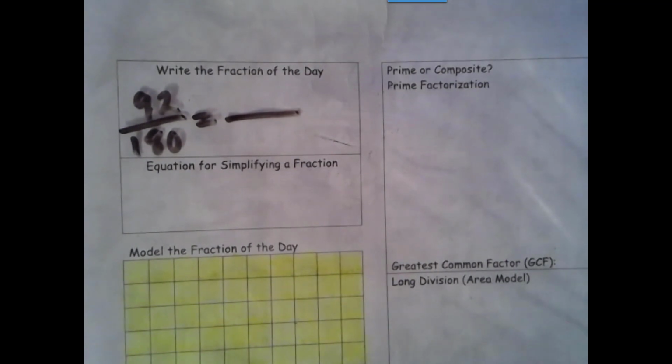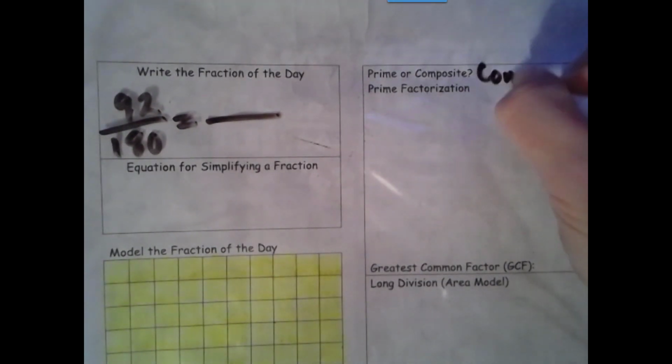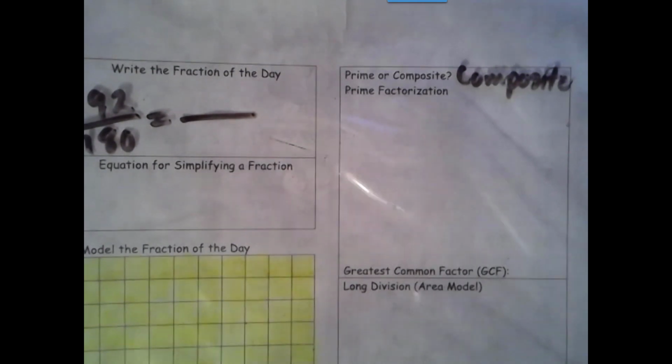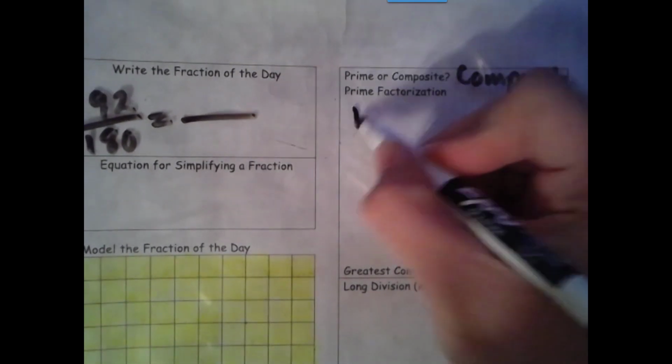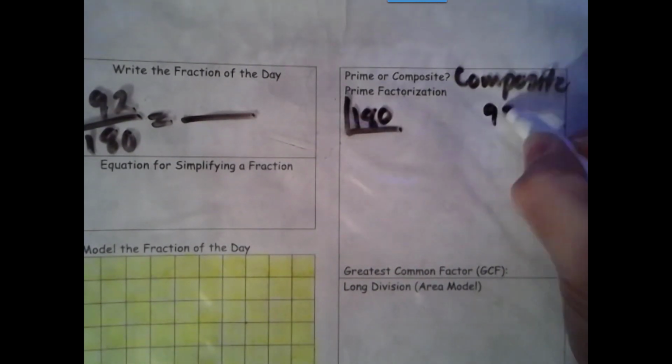Well, 92 is even, and the only even number that's prime is the number 2, so it must be composite because it automatically has more than 2 factors, 1 itself and 2. Okay, so we have to do the prime factorization for both our denominator and our numerator.